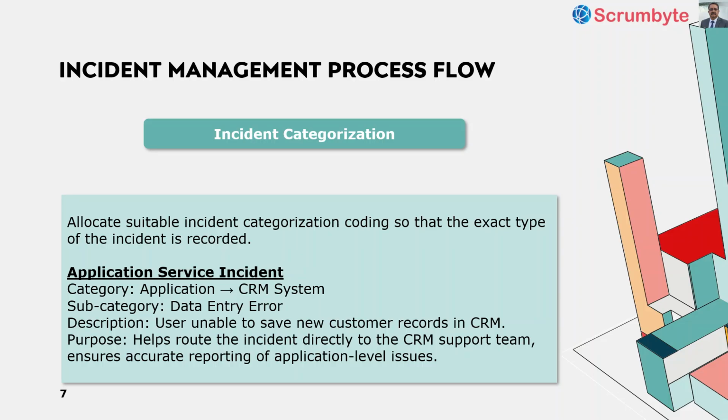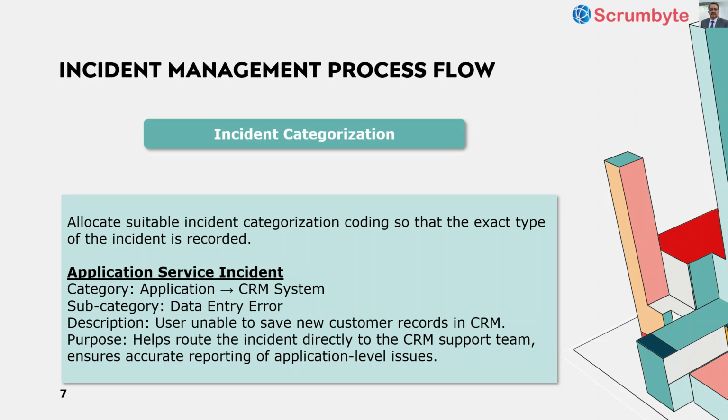So, for example, here is an application service incident. The category is an application. It's some kind of a CRM system. CRM is nothing but customer relationship management. There is a subcategory that you have. What is it? That there is a data entry error.